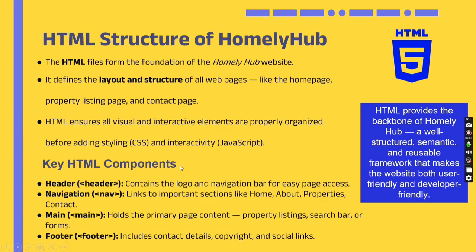Key HTML components used in our project were the header tag, navigation tag, main tag, and footer. The header mainly contains the logo and navigation bar for easy page access. Nav, we all know, is the navigation tab. Main is an HTML component which is used to hold the primary page content: property listing, search bar, or forms. Footer is the bottom of our web page, which includes contact details, copyright, and social links, etc.